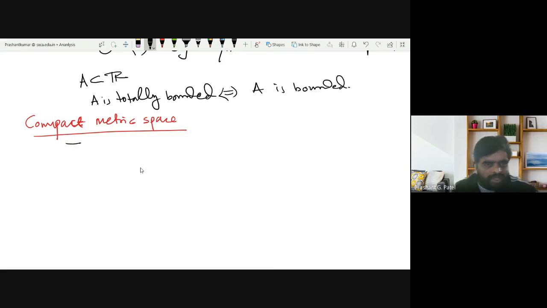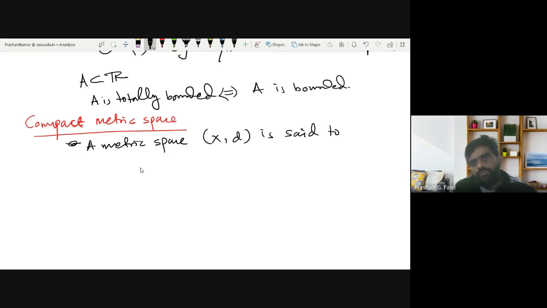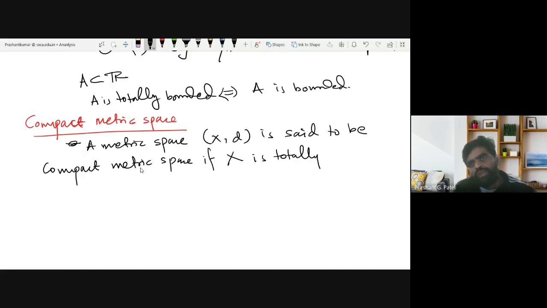So a metric space (X, d) is said to be a compact metric space if X is totally bounded and complete.